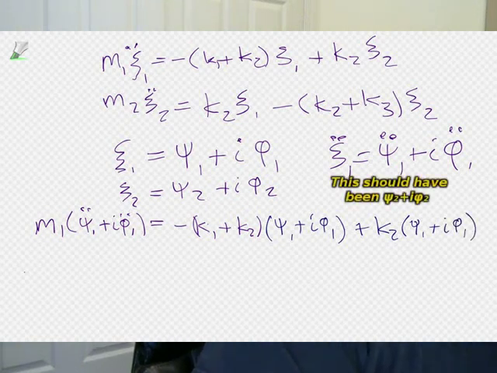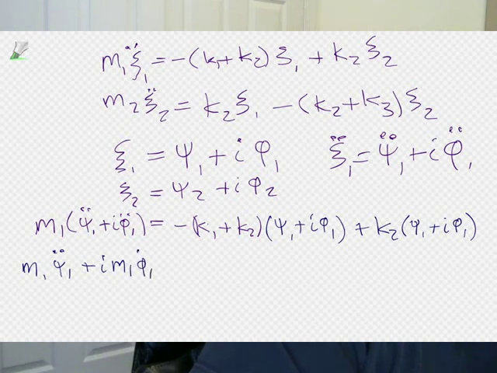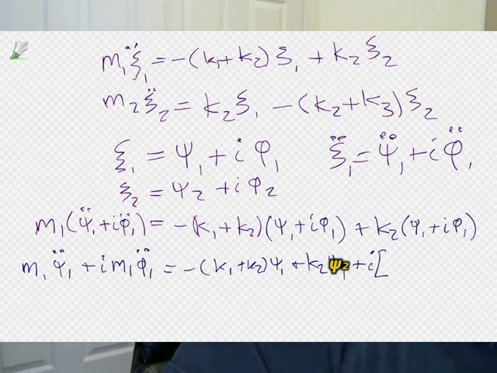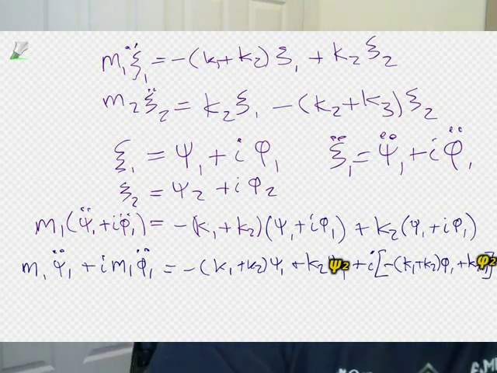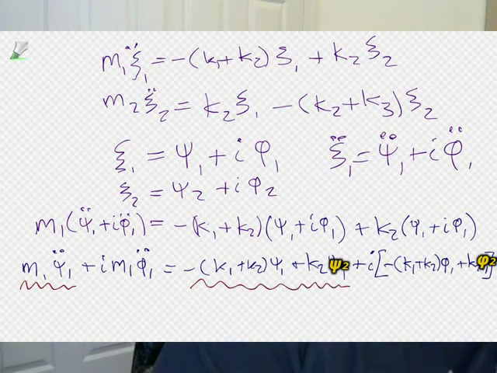Or if I recollect things a little differently, I say M1 psi1 double dot plus i times M1 phi1 double dot is equal to minus (K1 plus K2) psi1 plus K2 psi2, plus, I'm doing this on purpose, i times brackets minus (K1 plus K2) phi1 plus K2 phi2 brackets. All I did was just recollect the terms a little bit, but now if you look at this, notice that if I just look at this term by itself, what is that term? That's the real part of this equation. For this equation to work, the real parts have to match and the imaginary parts have to match, right? So there are the real parts, and then here are the imaginary parts.